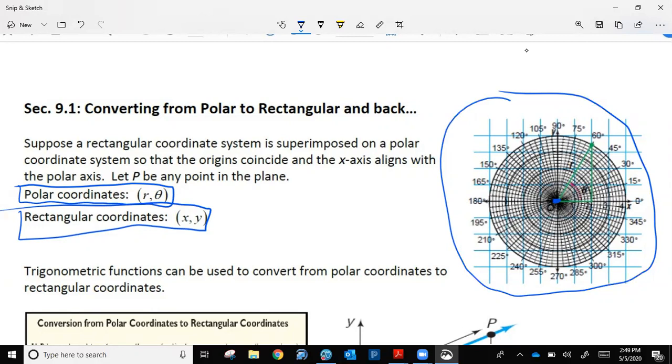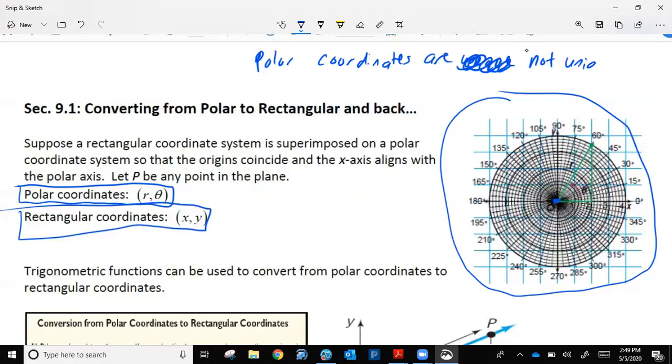Big thing we discussed on Monday was that polar coordinates are not unique. When I say that, I mean that there's an infinite number of ways in which you can represent a single polar point. Polar coordinates are not unique.